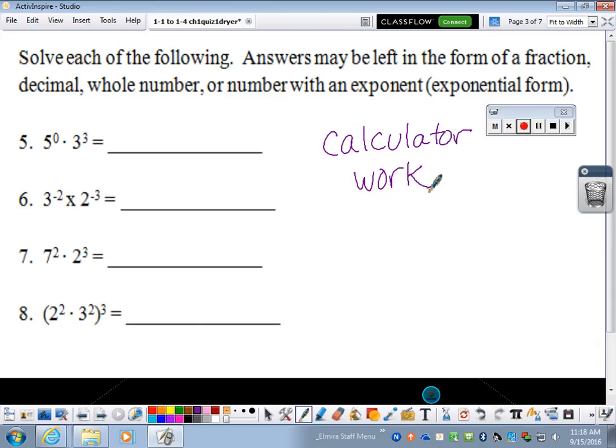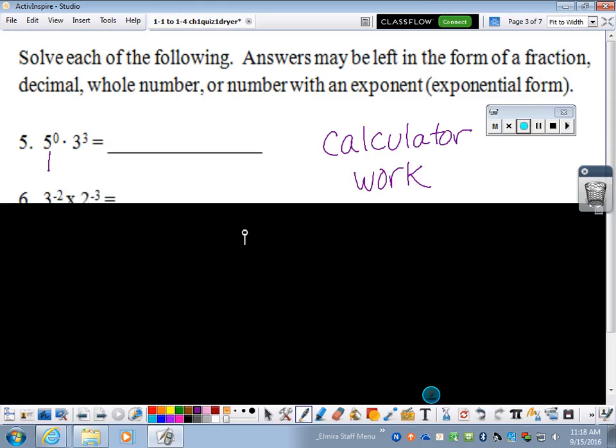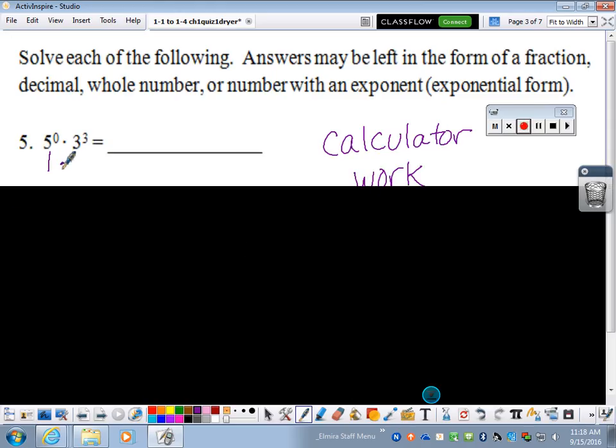So the first one you could just type in 5 caret 0, although I hope you remember that anything to the 0 power is 1. And 3 to the 3rd power is 27. But you could just type the whole thing and get 27 on your calculator and call it a day.